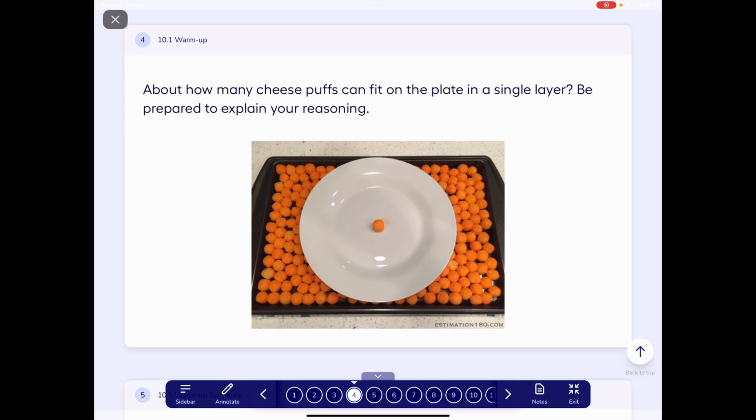That's the diameter, and then area is pi r squared. So diameter is about 16, the radius is 8, 8 squared is 64, so 64 pi. That would be the area. And how many cheese puffs is that? 64 times pi, which is about 190.